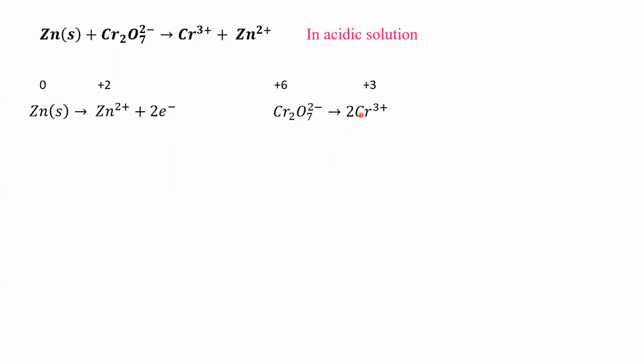The chromiums have to be balanced first. That's why there's a 2 here. Now balance the oxygens by adding water. Then balance the hydrogens by adding hydrogen ions. And balance the charge by adding electrons. And see what you get for that half reaction.